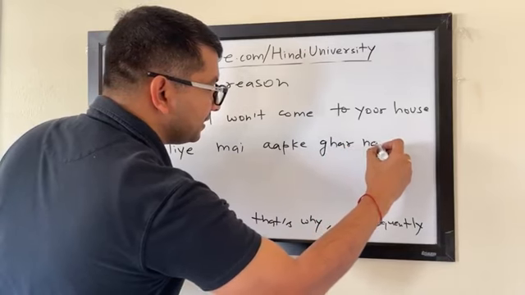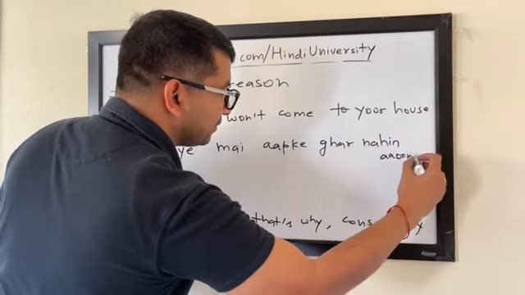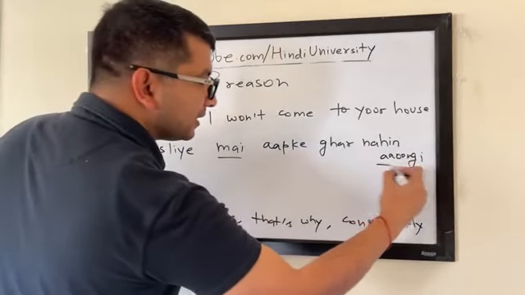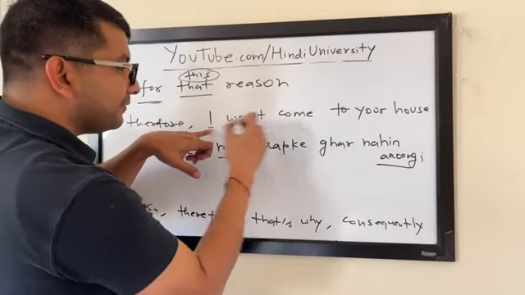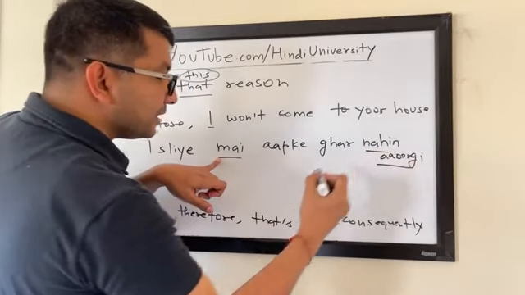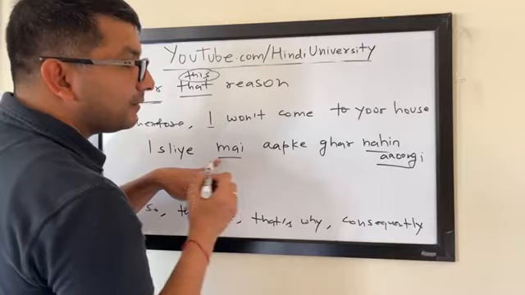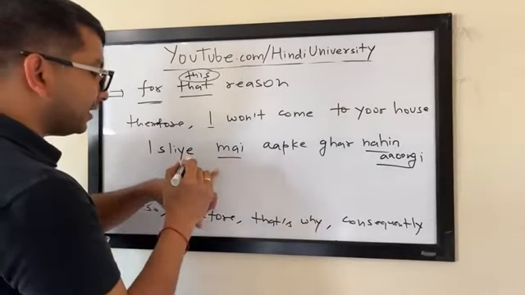Aapke ghar nahi aaungi. Very good. Aaungi. So the first one is I will come, main aaungi. If you want to make a very simple sentence, I will come is main aaungi. I will not come, main nahi aaungi. I will come to your house, main aapke ghar aaungi, and I will not come to your house, main aapke ghar nahi aaungi.